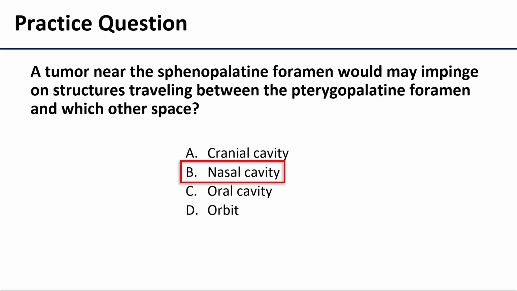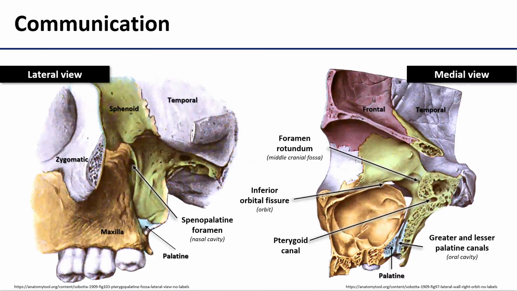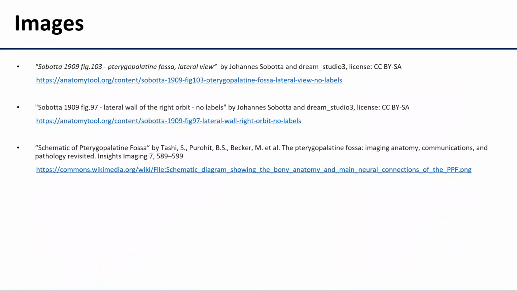Correct answer here is B, the nasal cavity. And the sphenopalatine foramen, so over here on the left, that big hole right there, is on the medial wall of the Pterygopalatine fossa, and that is going to connect this space into the nasal cavity. And that brings us to the end.